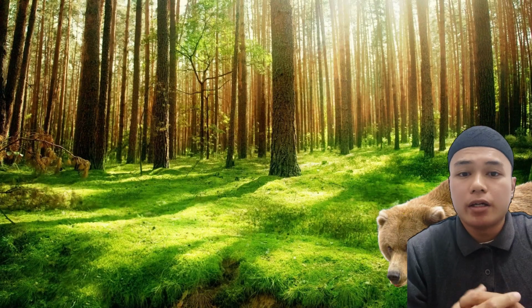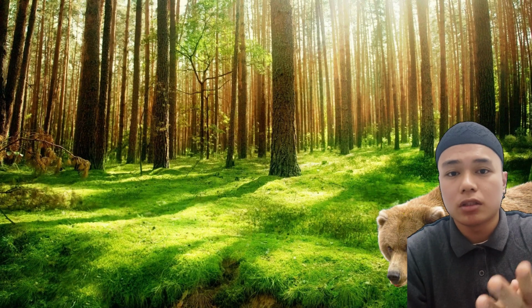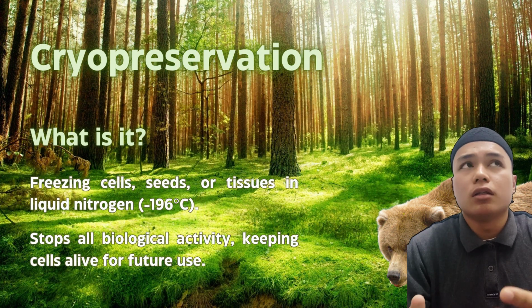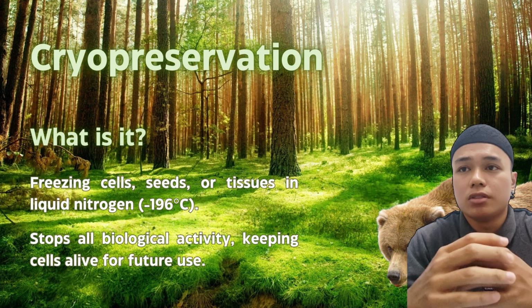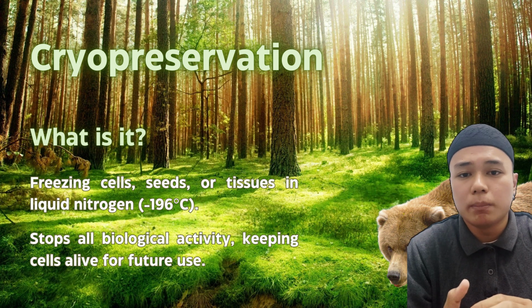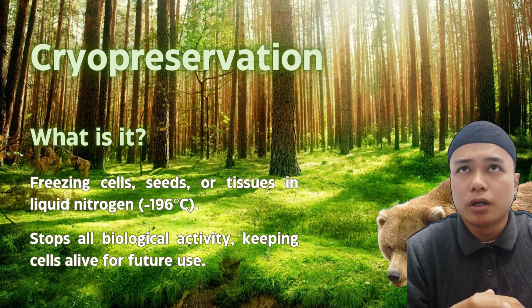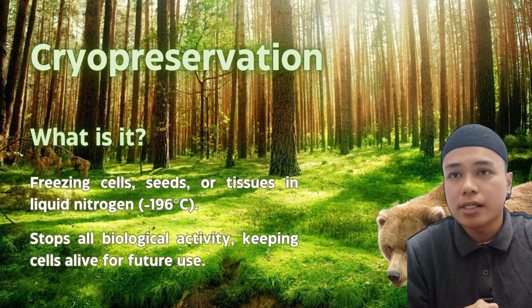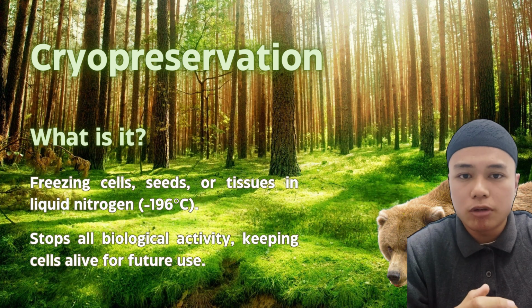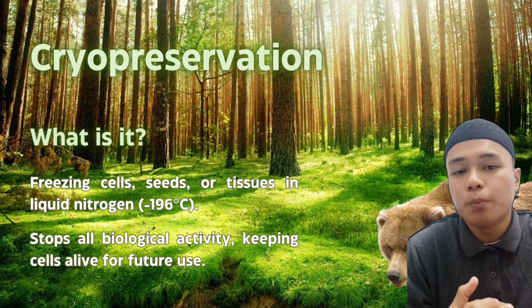Thank you. Hi, I'm Daniel, and let's move into the next method named cryopreservation. So, what is cryopreservation? It is a method used to freeze and store living cells, seeds, or tissues at very low temperature. It is usually applied in liquid nitrogen at about negative 196 degrees Celsius. At this extremely low temperature, all activity in the cells is stopped, keeping them alive and usable for a long period.